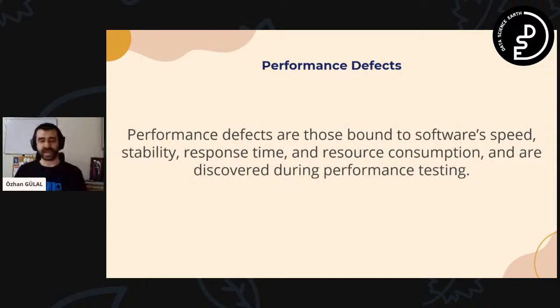Okay, performance defects. Performance defects are those related to software speed, stability, response time, and resource consumption, and are discovered during performance testing. And I want to share some interesting knowledge. For example, everyone knows that loading circle, when we are waiting for a website, sending some message, all the time you can see the loading circle. And the meaning of the loading circle is 15 seconds. For every end user, the maximum waiting time is 15 seconds.